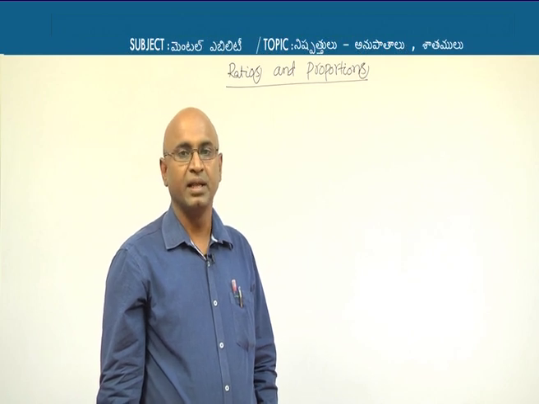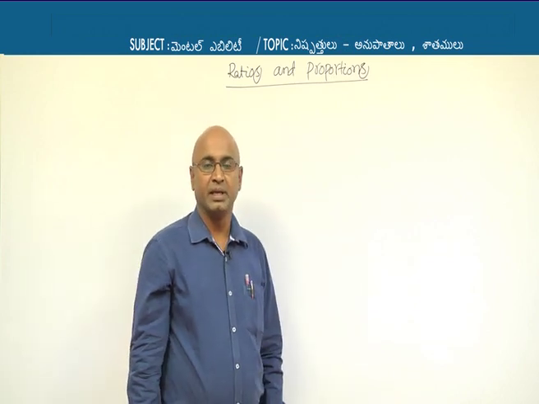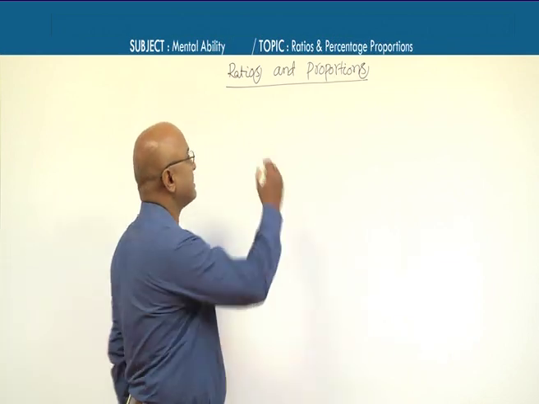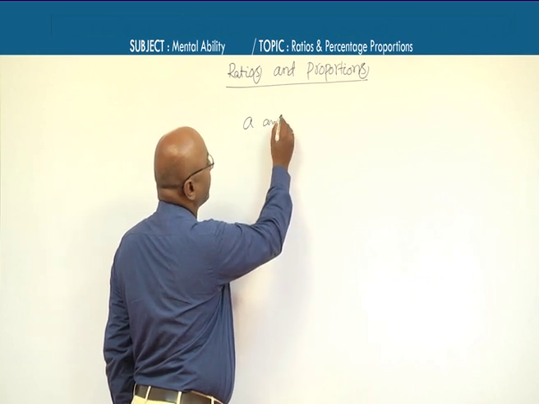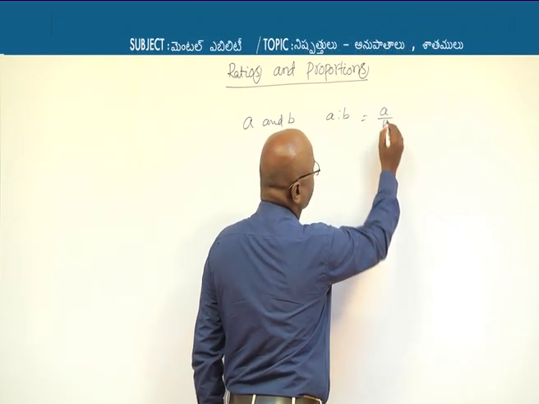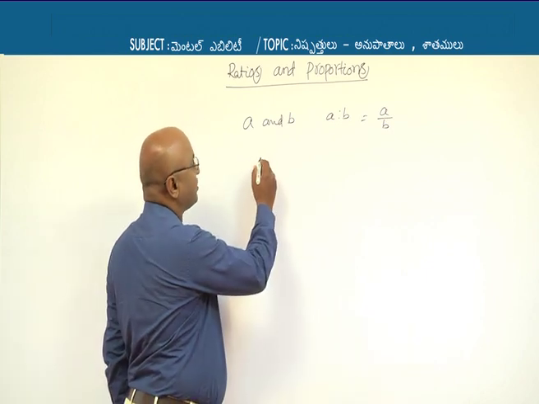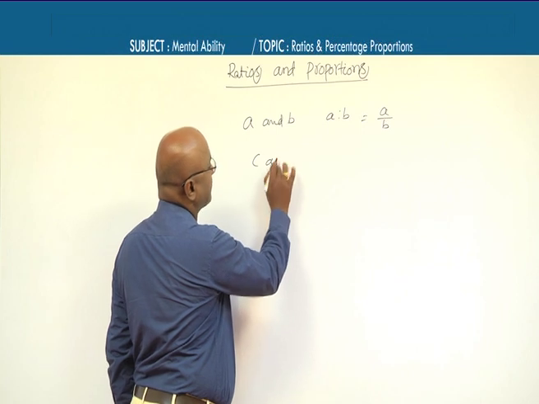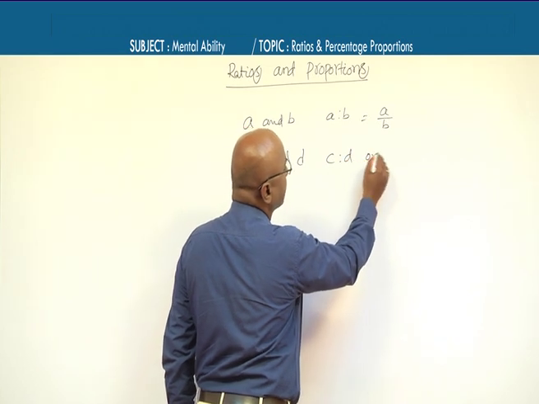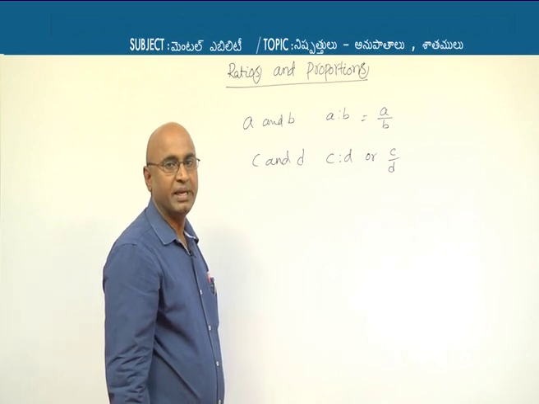Now we are discussing the topic called ratios and proportions. The ratio is nothing but the comparison of two quantities. Suppose A and B are two quantities. The ratio of A and B can be written as A is to B, and it is equal to A by B. So it is the comparison of two quantities. And another ratio: suppose C and D are two quantities, the ratio of C and D is C is to D or C by D.